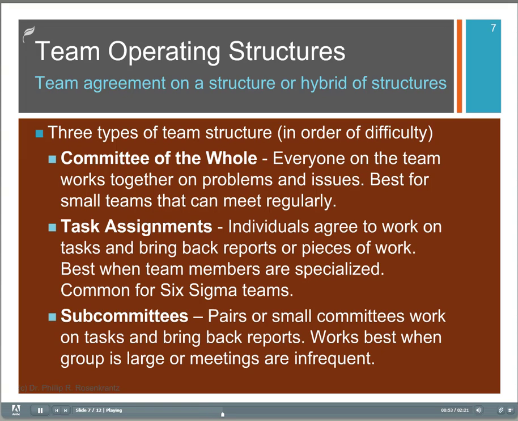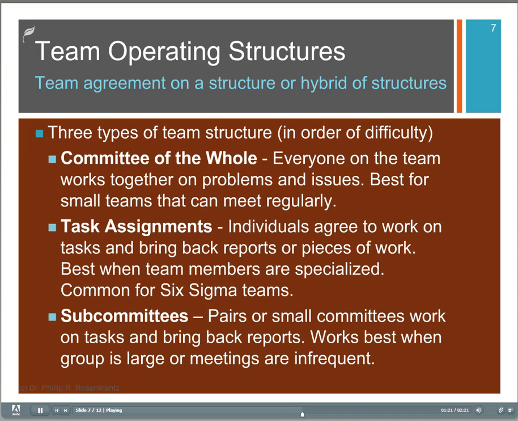Then the second structure is a task assignment structure. That's where the individuals meet together, but they each take on a certain task and bring it back to the team to fit together and work together toward the common objective. So these are individual assignments that people bring back. That's probably the most likely scenario for a Six Sigma team.